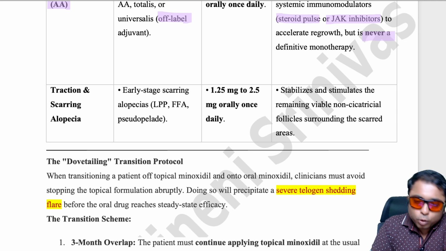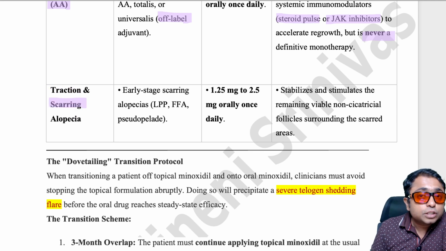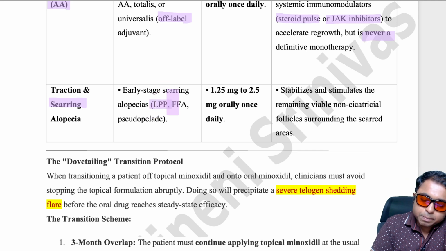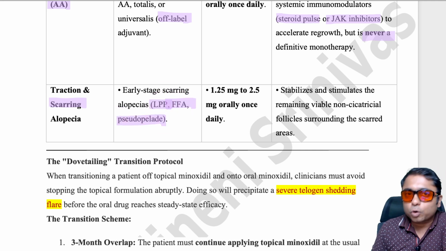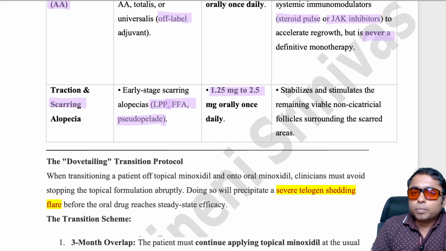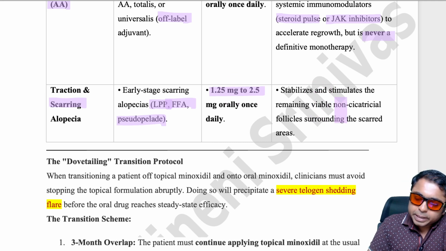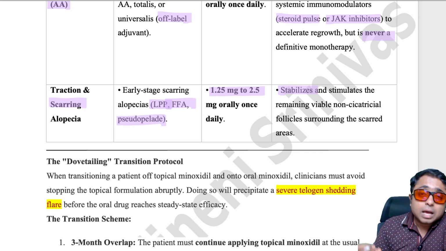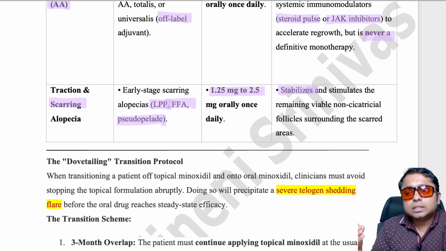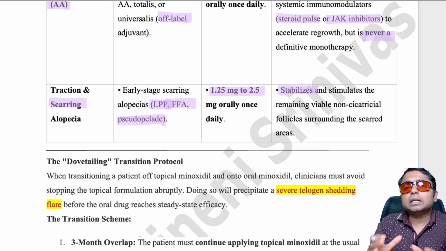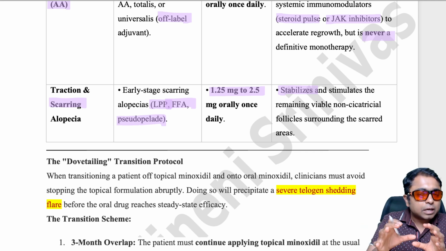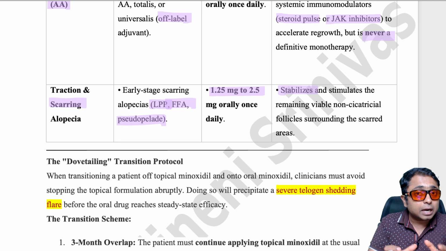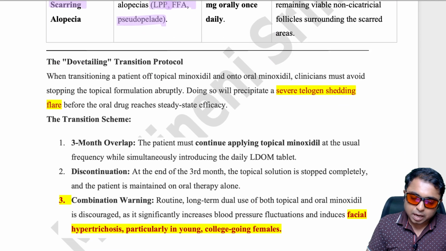Next, like I have already told you, because it can inhibit collagen synthesis and also has anti-fibrotic properties, this can also have a usage indication in the scarring alopecias, that is lichen planopilaris, frontal fibrosing alopecia, and pseudopelade of Brocq. So the dosage is going to be 1.25 to 2.5. Thereby it is going to stabilize the follicles which are having this inflammation, and also cause an increase in hair diameter and hair density in the normal uninvolved hairs. Thereby it is also going to act as a camouflage to cover the already scarred hair loss areas over the scalp.